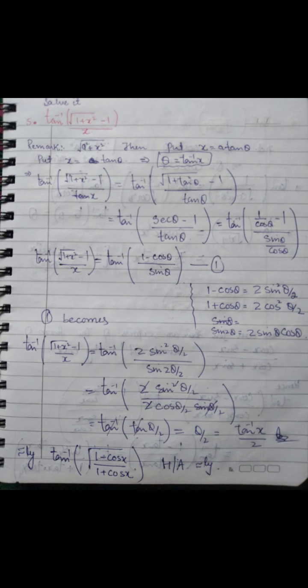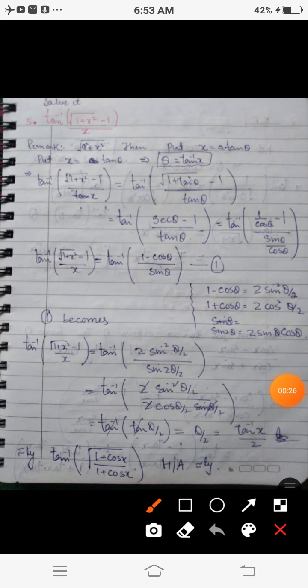Here we have the expression tan inverse of root of 1 plus x square minus 1 upon x. You know that if we have root a square plus x square to substitute, always put x equals a tan theta. Here we have 1 plus x square, so a is 1, so we put x equals tan theta.